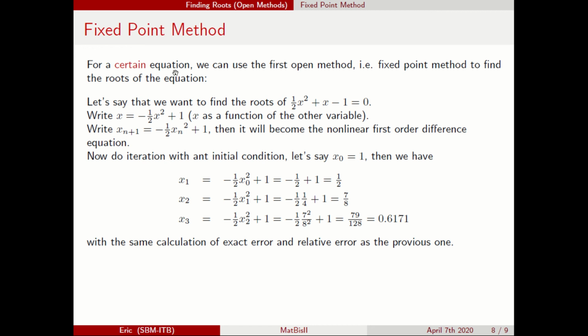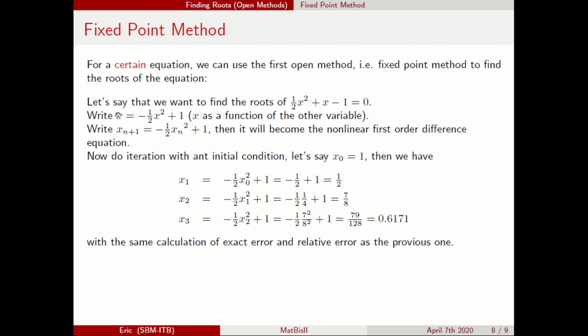So for a certain kind of equation, we can use the first open method, the fixed point method, to find the roots of the equation. Let's say that we want to find the roots of x squared plus x minus 1 equals 0. So I want to find what x satisfies this equation. I can write x equals minus a half x squared plus 1 on the right-hand side, so I have x as a function of the other variable.